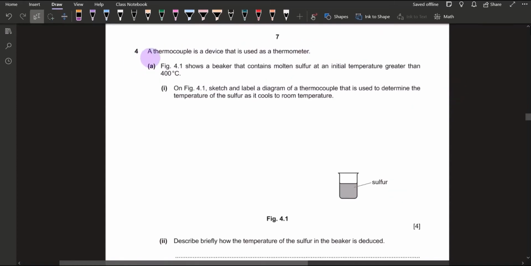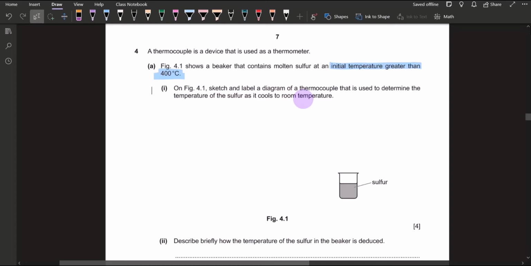Question number 4. A thermocouple is a device that is used as a thermometer. Part A says figure 4.1 shows a beaker that contains molten sulfur at an initial temperature greater than 400 degrees Celsius. So it should be noted that the initial temperature is greater than 400 degrees Celsius. Part I says on figure 4.1 sketch a labelled diagram for a thermocouple that is used to determine the temperature of the sulfur as it cools to room temperature.